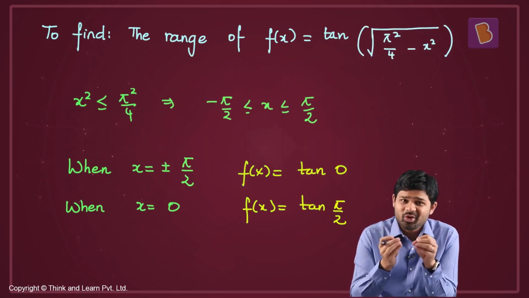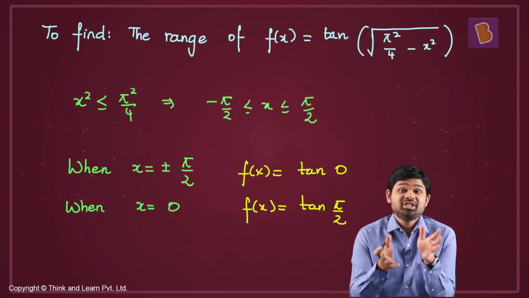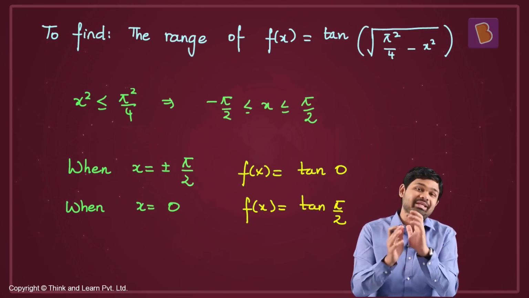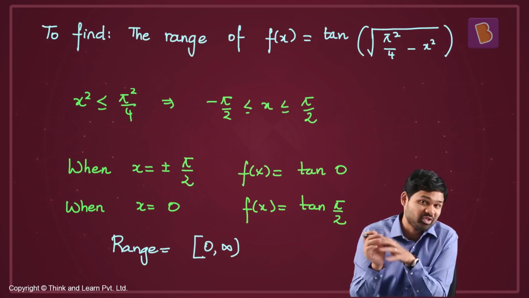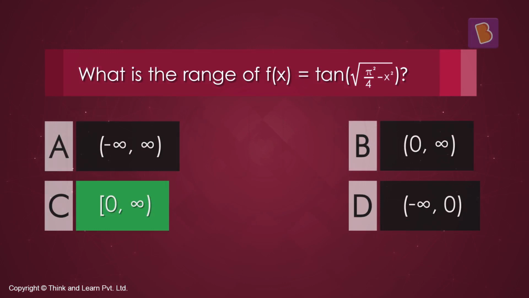So tan 0 is 0, tan pi by 2 is infinity. So this function is never going to be negative. Its argument of tan is always going to lie in the first quadrant, which means tan is going to lie between 0 and positive infinity. So this is a very, very quick way of solving this question and getting the answer that the range of the function is between 0 and infinity. A very simple, straightforward question. This is a typical IIT JEE main level question, not an advanced kind of question.